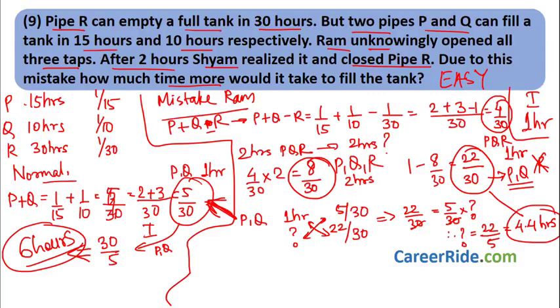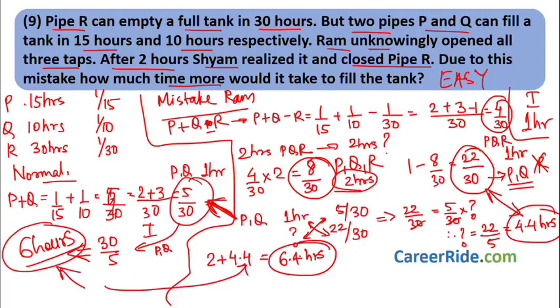So 22 by 30 amount of tank is filled in 4.4 hours. 8 by 30 amount of tank is filled in 2 hours. So total time taken in the abnormal case is 2 hours plus 4.4 hours, equal to 6.4 hours. Normally we take 6 hours. Now we are taking 6.4 hours because tap R was opened by mistake by Ram. How much extra time? 6.4 minus 6 hours, that is 0.4 hours.